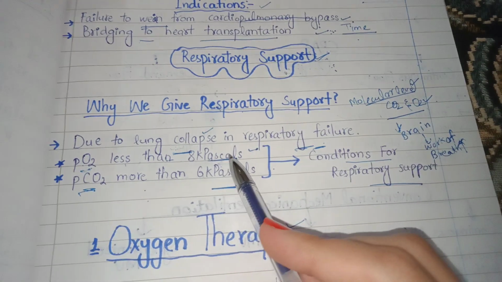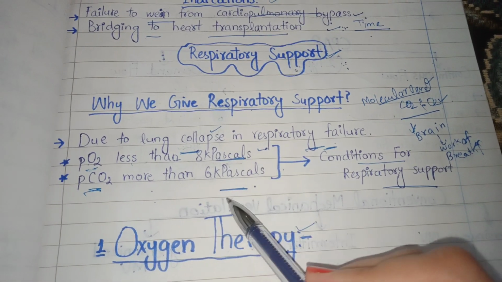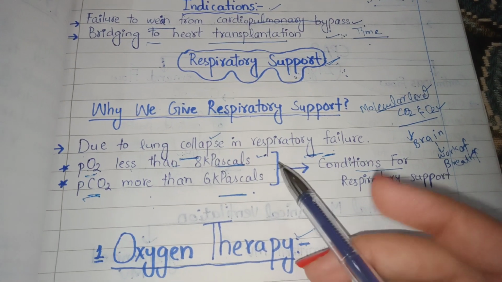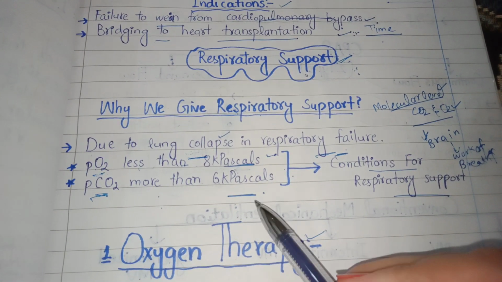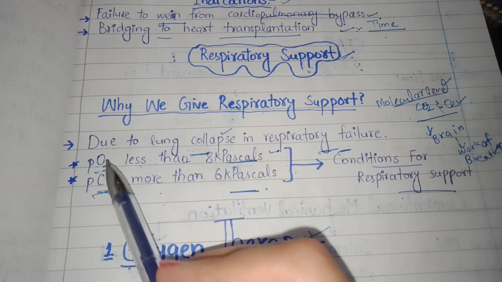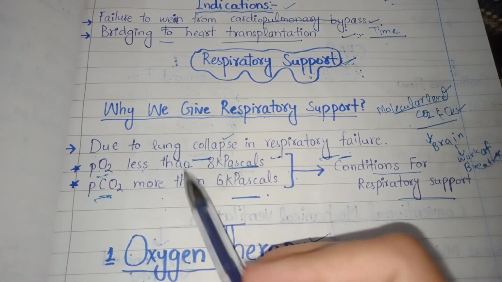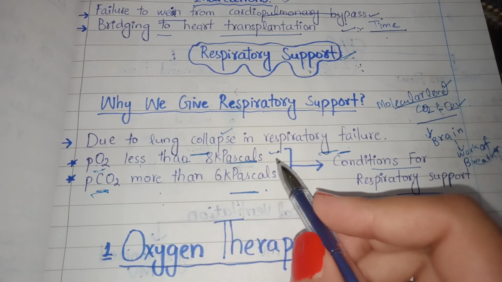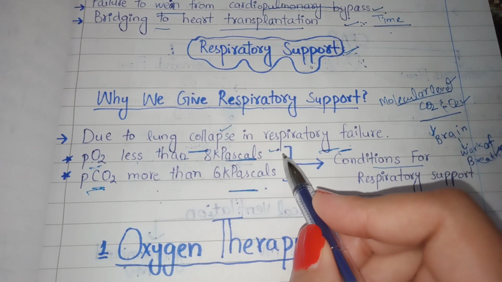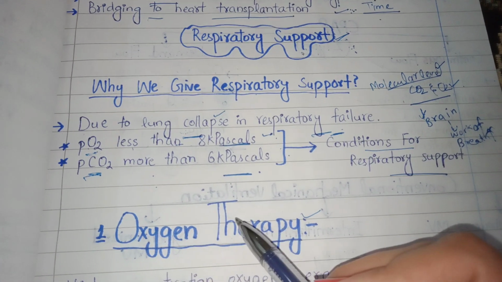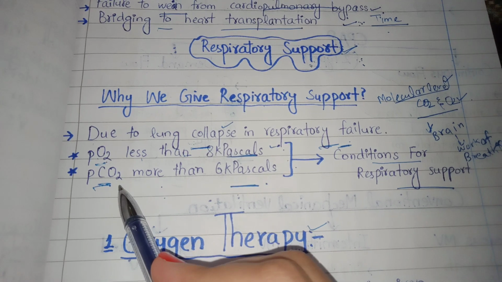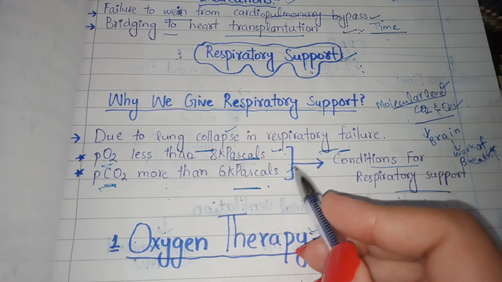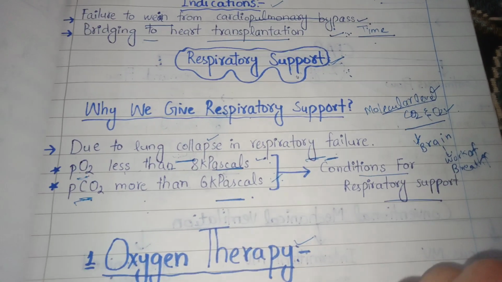Third, there is a criteria. If the patient meets these two criteria, then we will give the patient respiratory support. That criteria includes: if the partial pressure of oxygen is less than 8 kilopascals, then we will give respiratory support to the patient. And also if the partial pressure of carbon dioxide is more than 6 kilopascals, then we will give respiratory support to the patient.